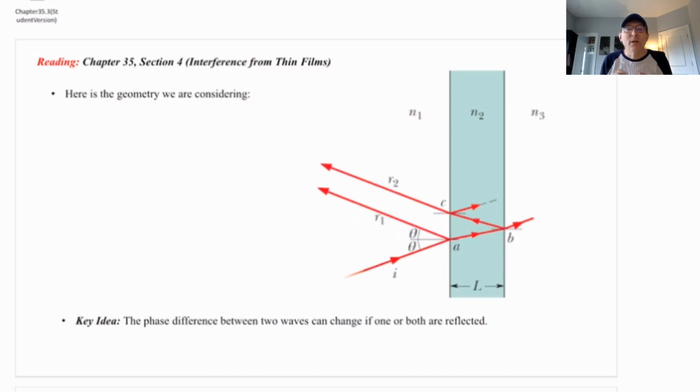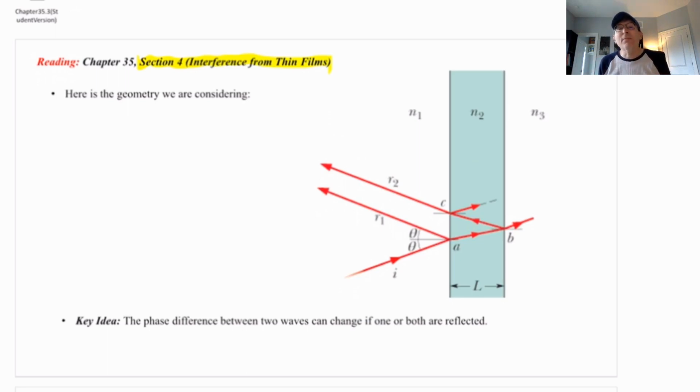Hello again. This is video lecture 35.3, and we're going to talk about section 4 in chapter 35 and talk about a phenomenon known as interference from thin films, interference with light waves.